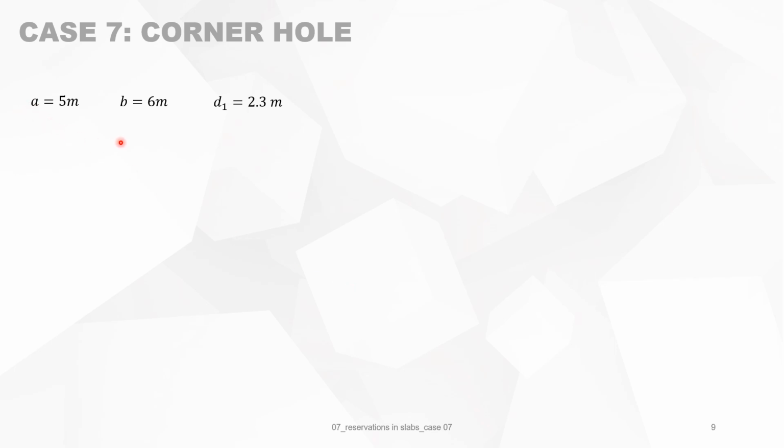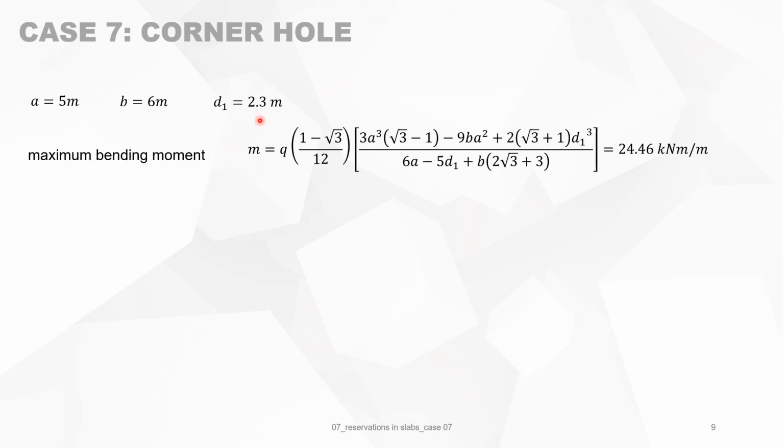B dimensions, A was 5, B was 6, D1 2.3. And we use the formula from the previous slides, and we see that the maximum bending load when we put in the different numbers is 24.46 kilonewton meter per meter.